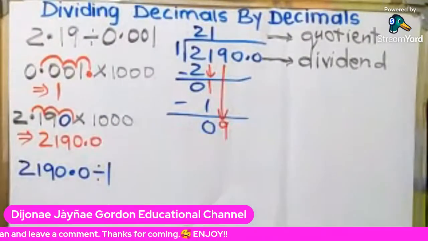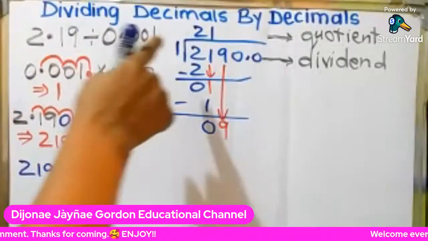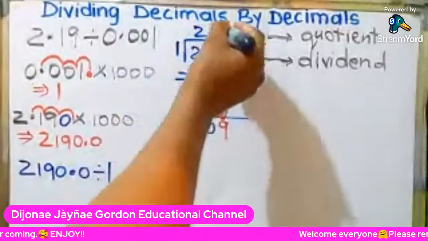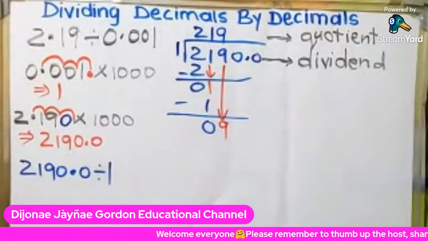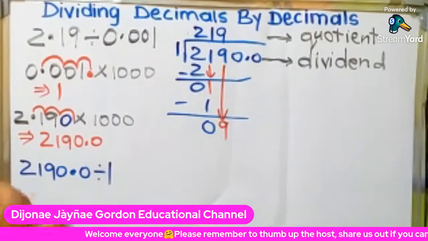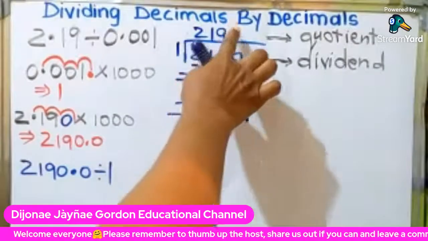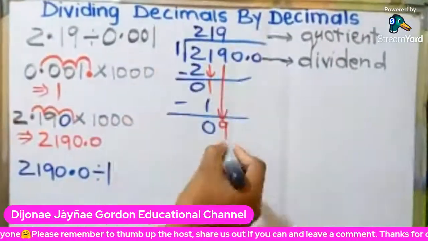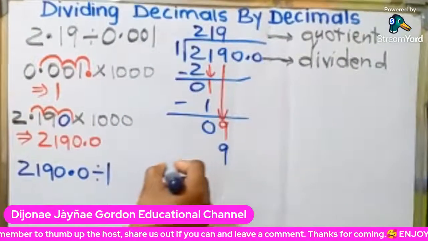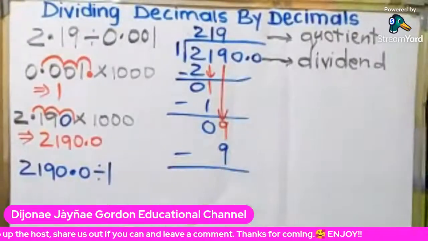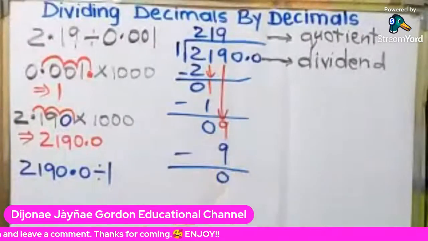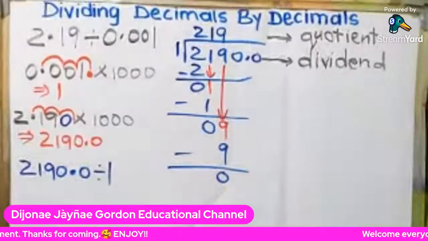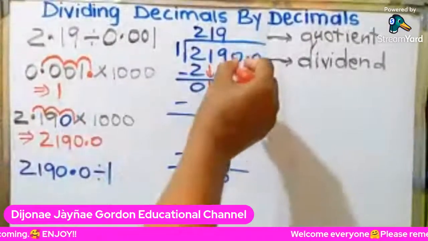And of course you're going to ask yourself, how many groups of 1 can you get from 9? Of course you can get 9 groups of 1. All right, so the next thing we're going to do is take this 9 and multiply it by 1, and of course we're going to get 9. Draw your line, and of course we're going to take away. You have 9 things and take away all of it. You have 0 left.